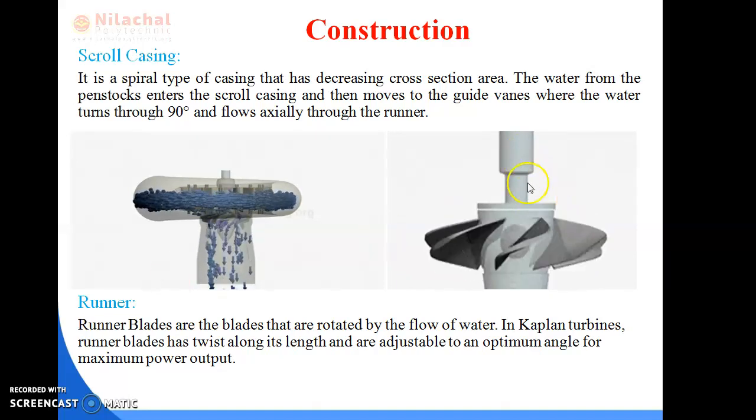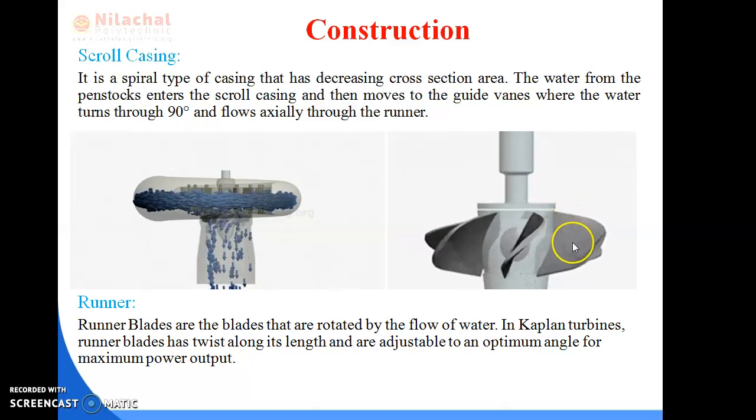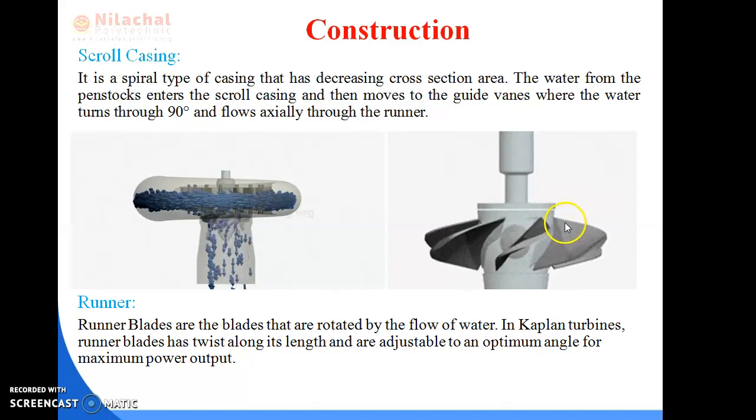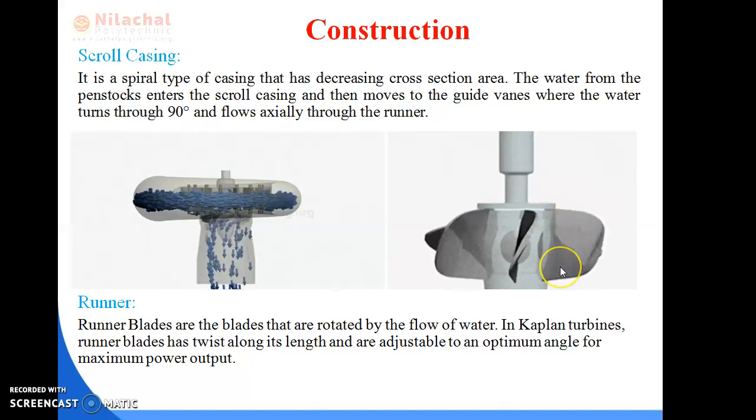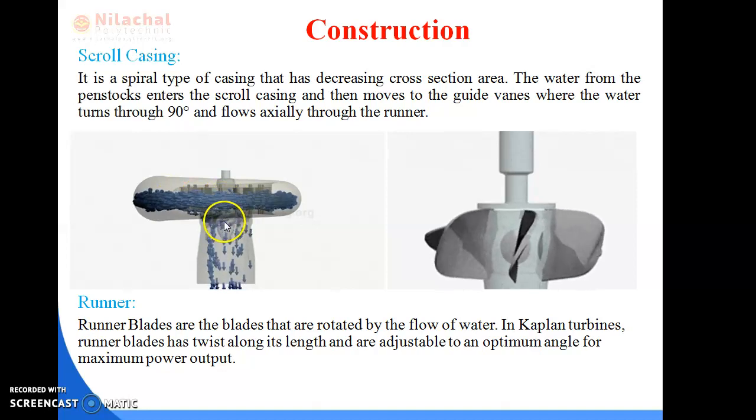See, this is the runner part. So when the water enters onto the runner, the blades are moved, and thereby the water is moving in a direction 90 degrees to that of the flow of water. Here we have seen that the water enters the casing in an axial direction and also moves at the outlet in an axial direction.